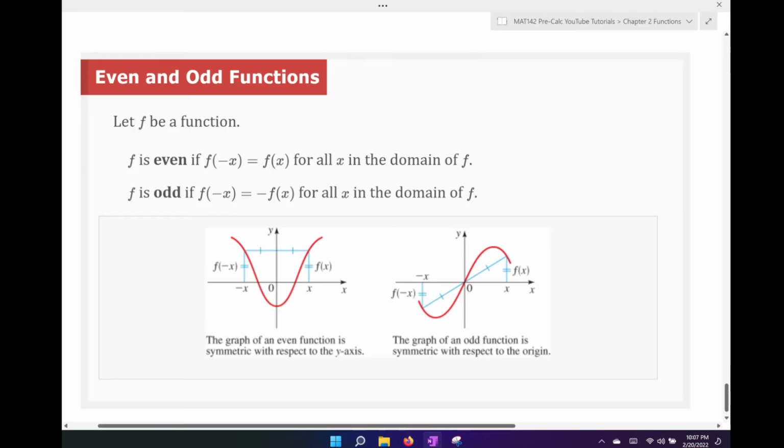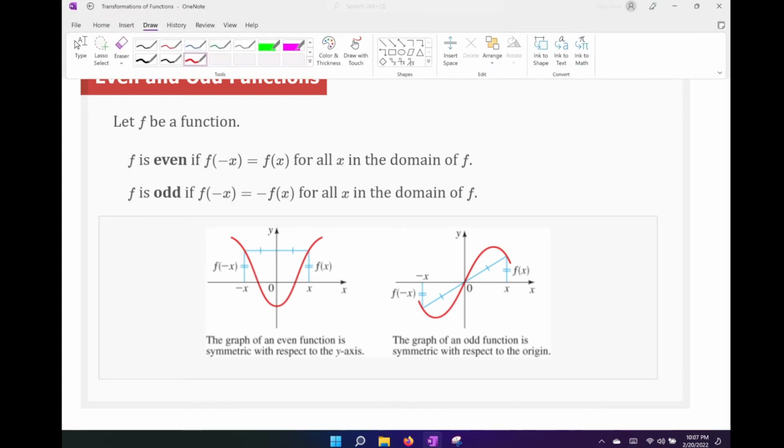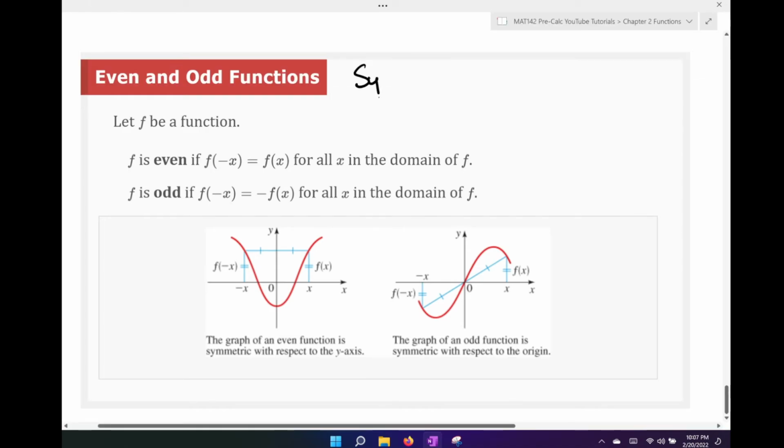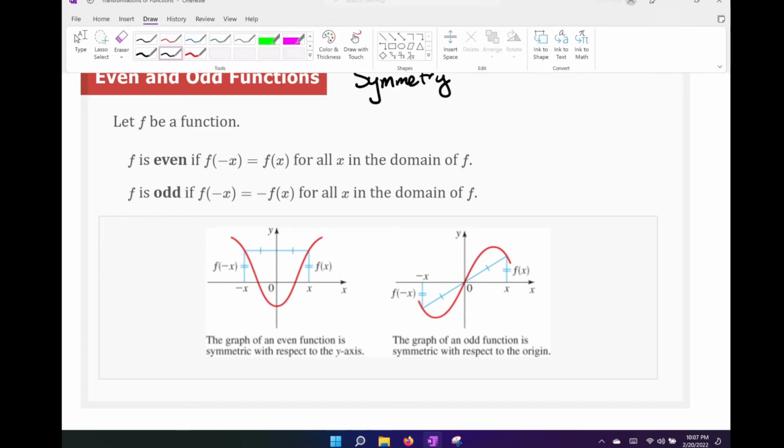So the last thing we're going to talk about in this section, this is a big section, by the way, is going to be even and odd functions. Now, even and odd deal with symmetry. So let me write that down here. So what we're really talking about here is symmetry. Okay? And what we want to know is: is this symmetric with respect to the y-axis or symmetric with respect to the origin? So real quick, I'm just going to make some highlights here for us.